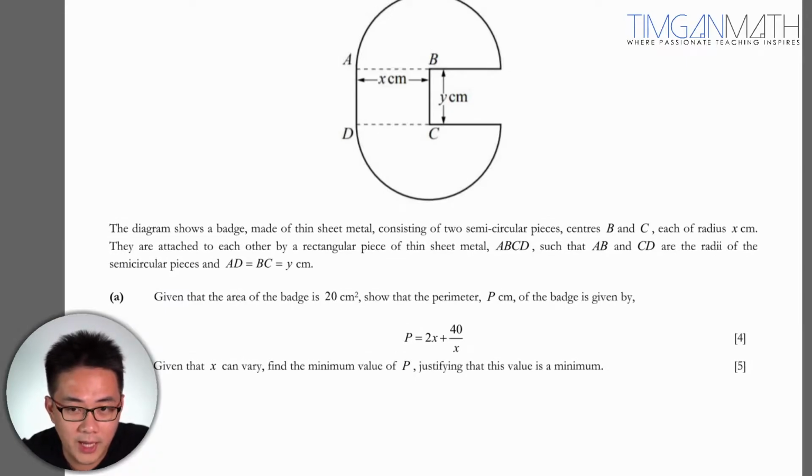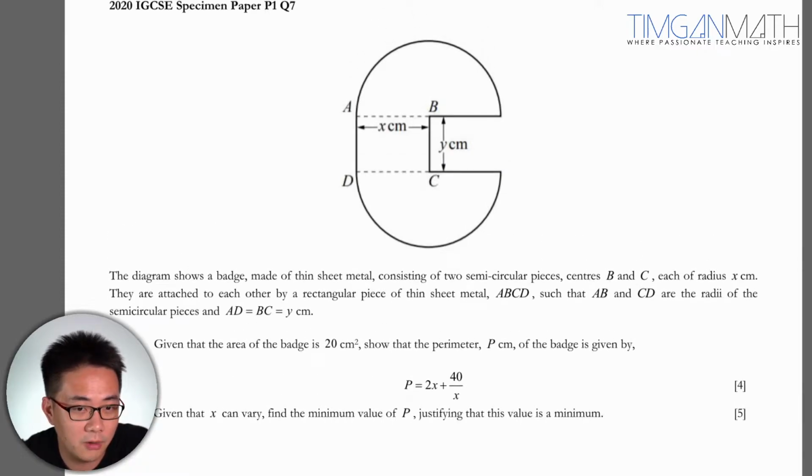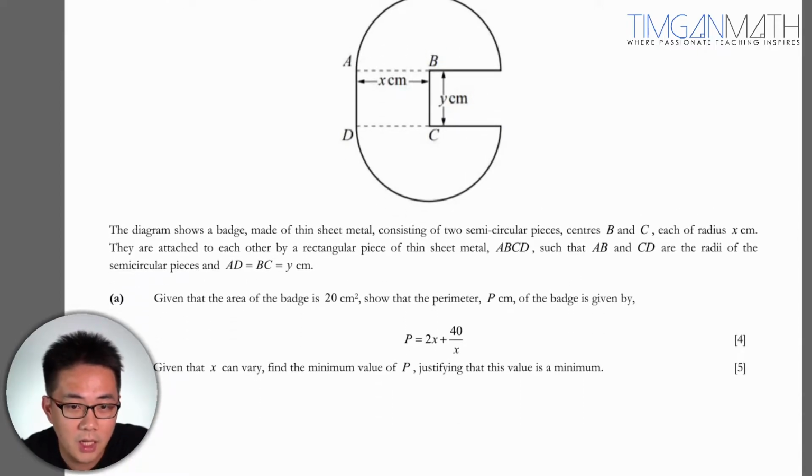They have the same radii x, and they are attached to each other by a rectangular piece of thin sheet metal ABCD, such that AB and CD are radii of length y. Given that the area of the badge is 20 cm², show that the perimeter P is given by this. That is pretty interesting.